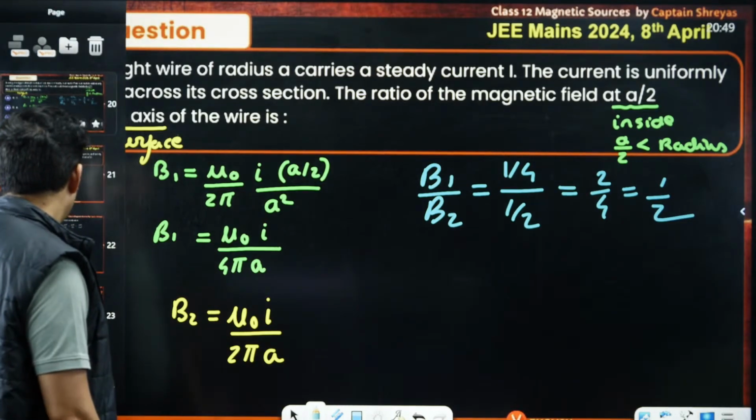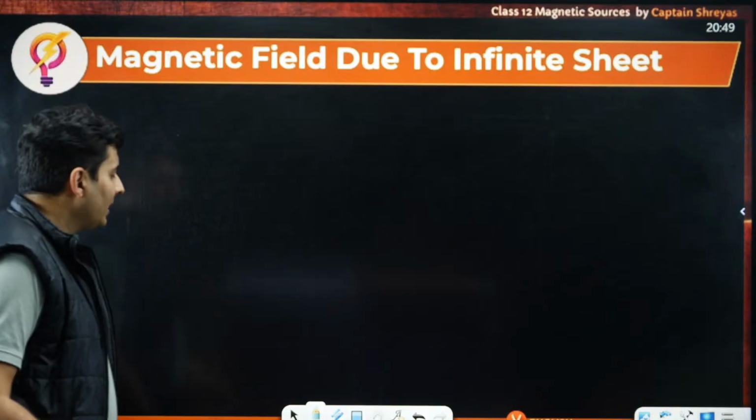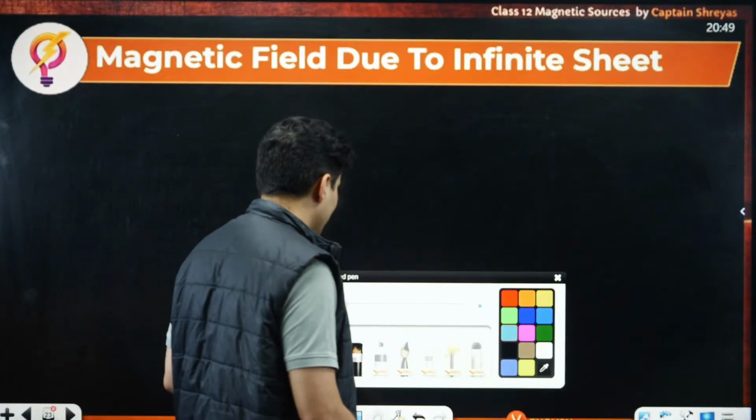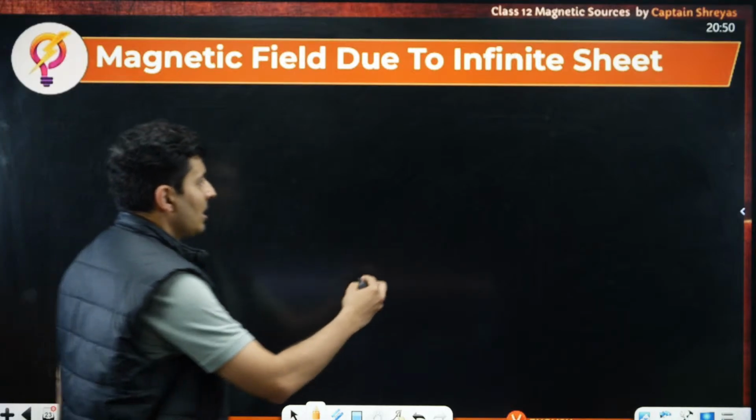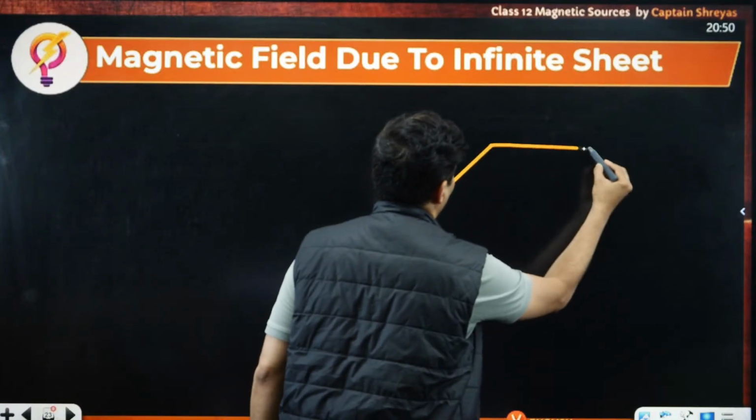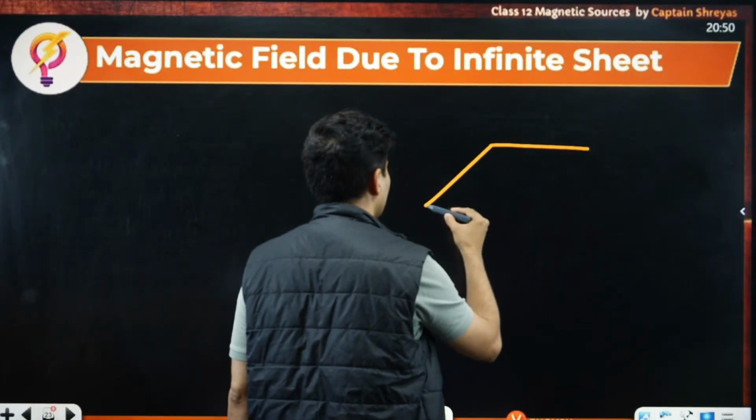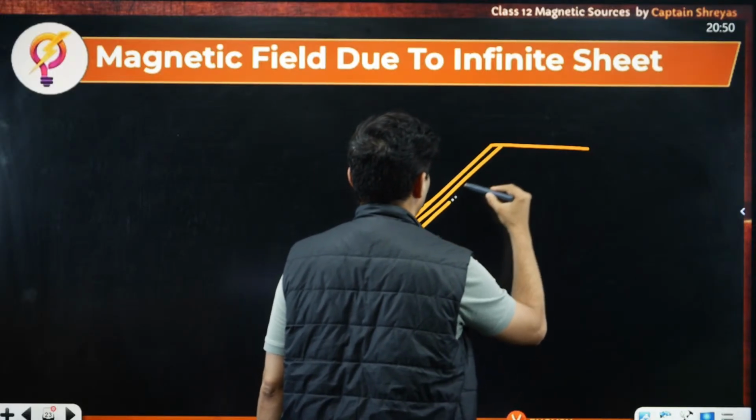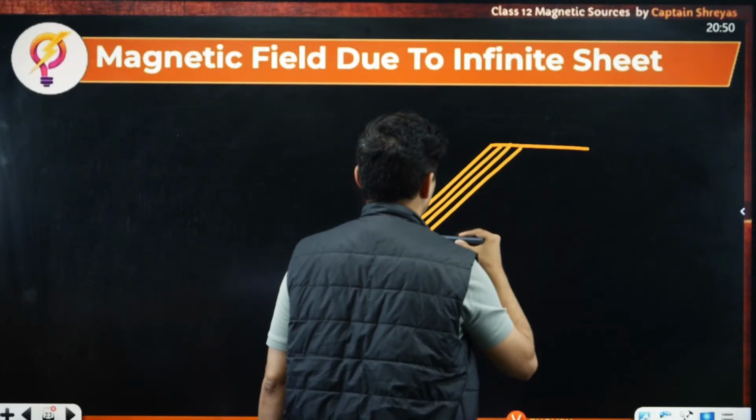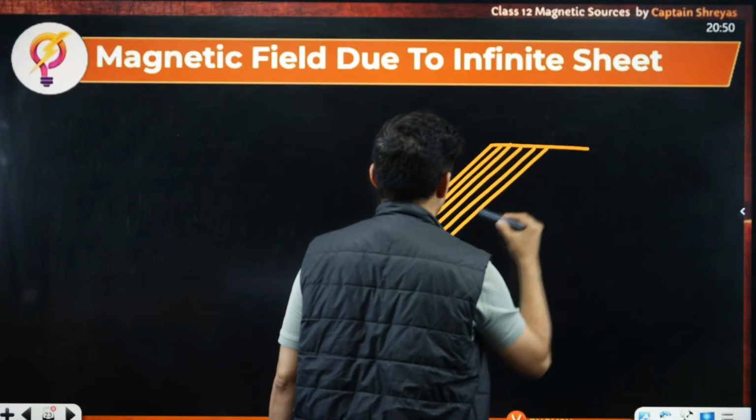All right. Moving on. Magnetic field due to an infinite sheet. Now what is this exactly? I'll tell you what. Imagine a long, infinitely long sheet of wire like this. There are many wires along that plane like this, aligned.